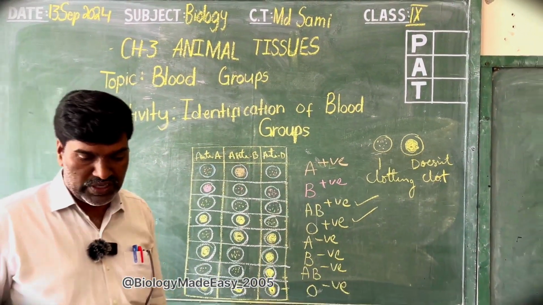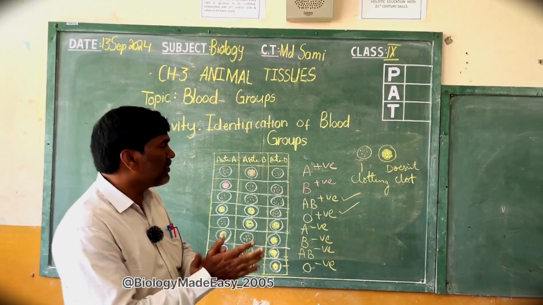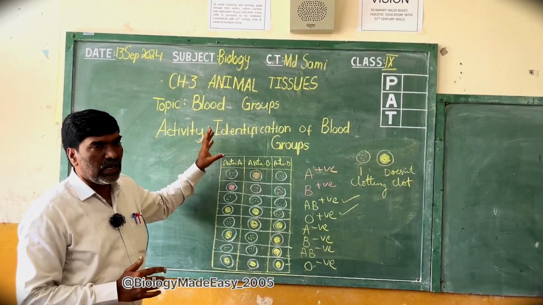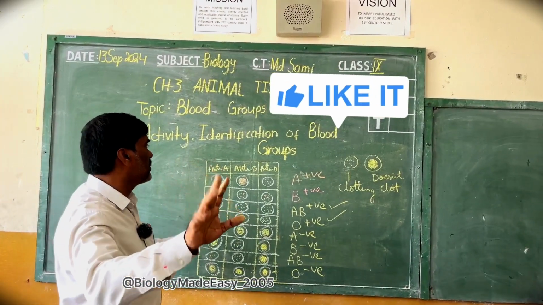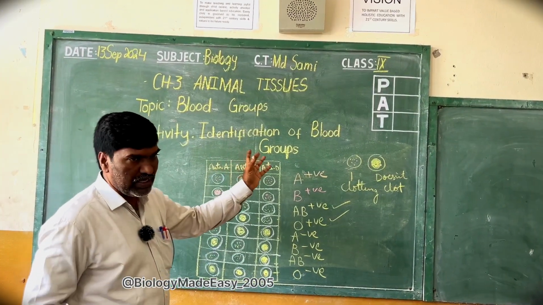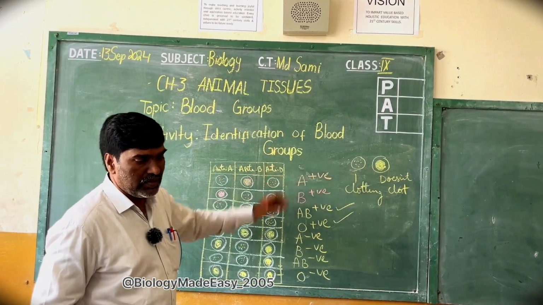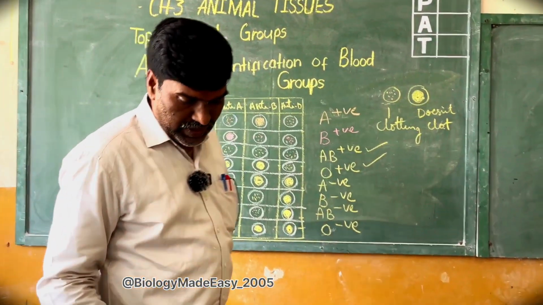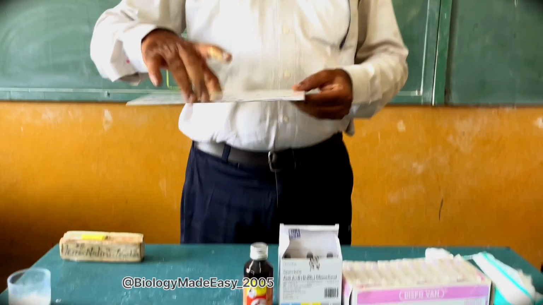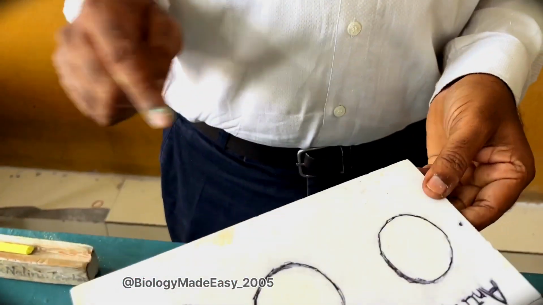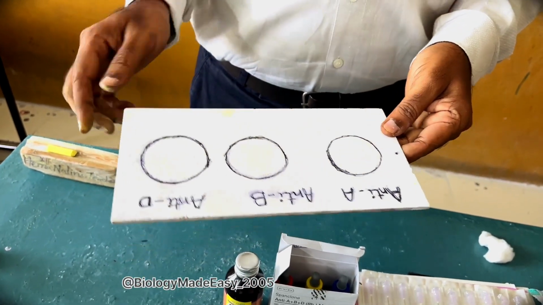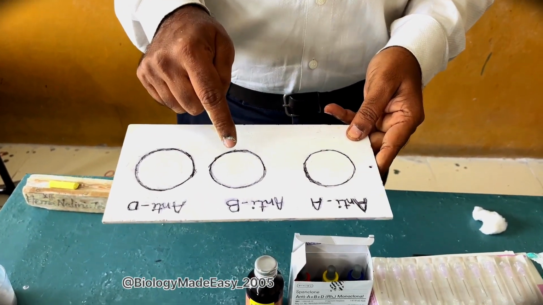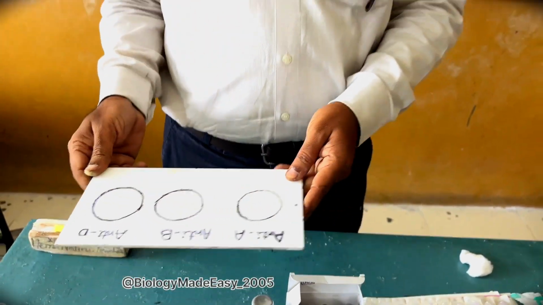Now we are going to do that activity. What is the aim for this activity? The aim of this activity is to identify the blood groups with the help of a blood identification kit. Now, the procedure. First we require one porcelain plate, and on it we have to make three circles. Mark the first circle as anti-A, the second circle anti-B, and the third circle anti-D.